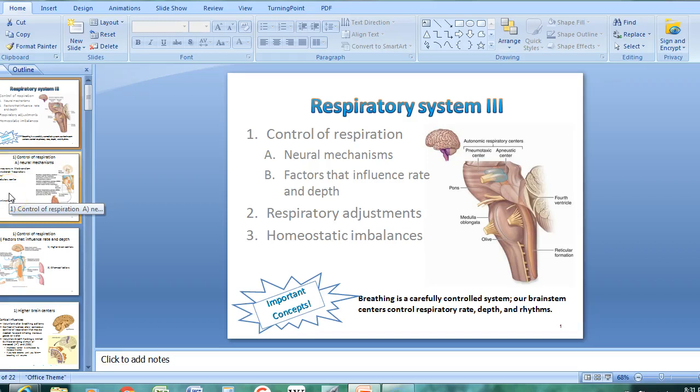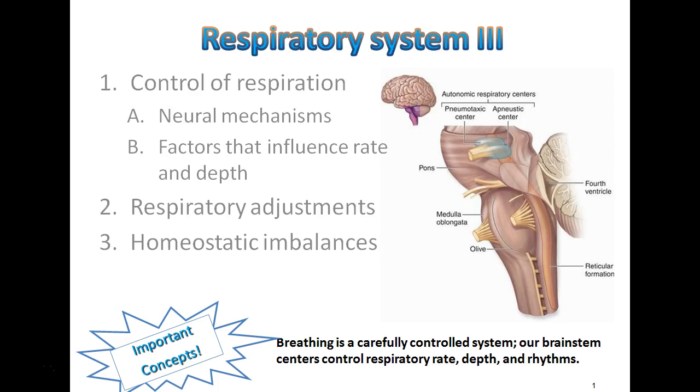Hello, anatomy and physiology students, and welcome back to our third and final part of the respiratory system. Here we're going to look at some nervous system influences on the respiratory system, and then also some homeostatic imbalances.